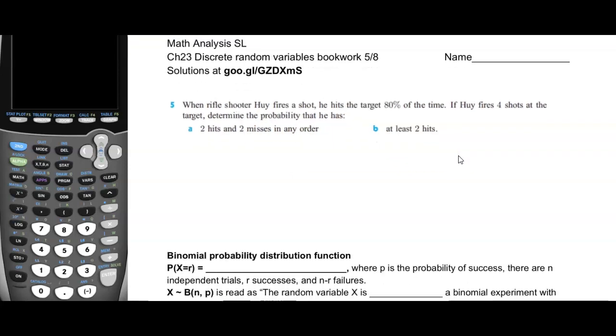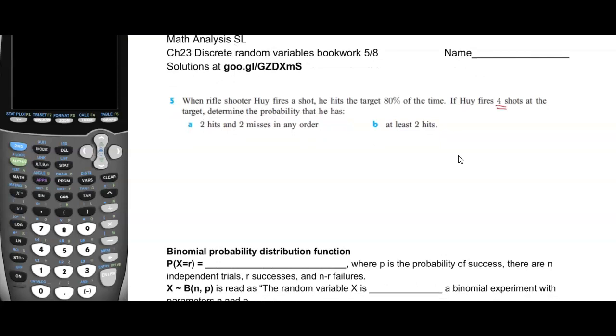Okay, so remember, 4 tries corresponds to the 1, 4, 6, 4, 1 Pascal's triangle coefficient row, and 80% chance of success, so that would be 0.8, 0.8, 0.8, 0.8, and then the chance of failure is 0.2, of course, because 1 minus 0.8 is 0.2. 0 failures, 1 failure, 2 failures, 3 failures, and 4 failures.